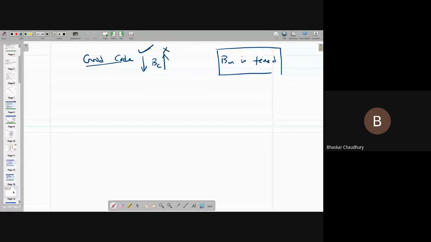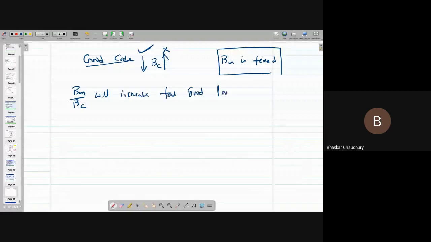So basically, what I'm trying to tell is that BM by BC will increase for good loops. So suppose you have a loop; for good loops, this ratio should increase. This is clear to all of you? Okay. I'm just giving a very brief introduction now, because when we get to the real algorithms, I will go into more detail on these things.